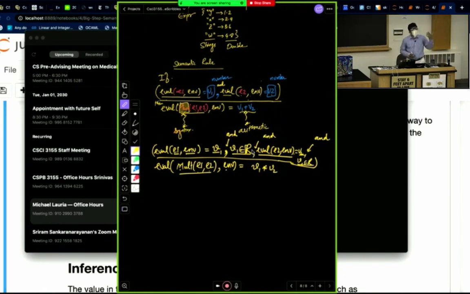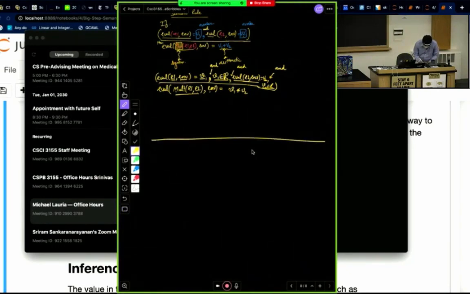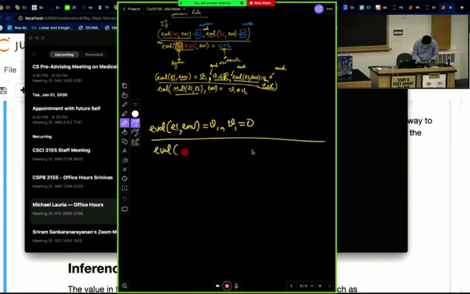Is that okay? So this is a specification, and I can have some strange, crazy specification. So as an example, here is another semantic rule for multiplication. Let's say eval E1 under an environment gives rise to V1, and V1 is actually 0. Then eval of mult E1, E2 under that environment is also a 0.